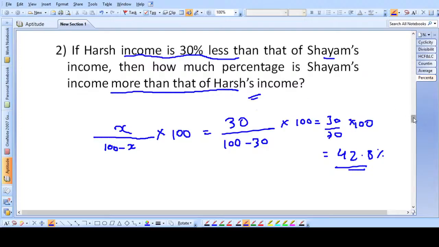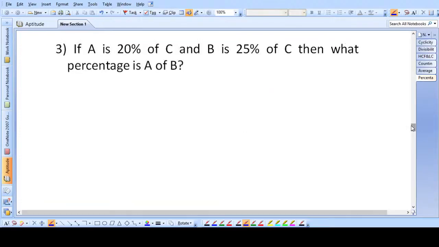Okay, now the third is, if A is 20% of C. This is the relation: A is related to C and B is related to C, then what percentage of A is B? This we already saw. So what is the relation here between A and C? 20%, and B is 25% of C. Then what is A of B? So we already saw this type of thing. Let's just put in the formula.